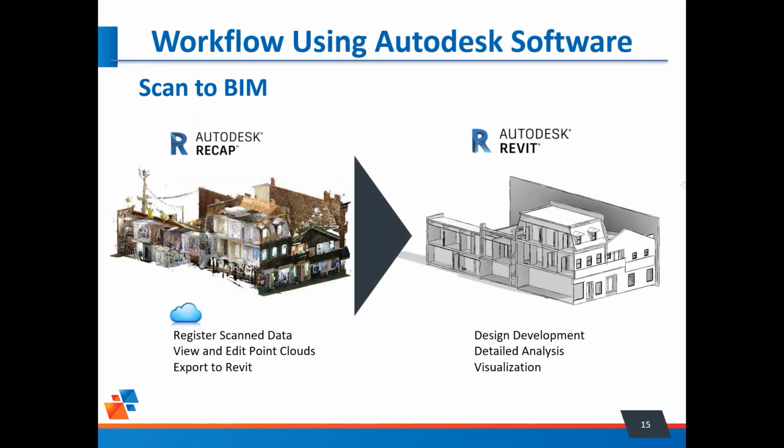So here's a little snippet of the workflow. We take the registered scan data out of Recap, and what we can do too is also edit those points and point clouds inside of Recap. We can adjust the coordinates so that they come in the right location. We can get rid of any extraneous points or point cloud information. There's no point in bringing in any more information than what we need.